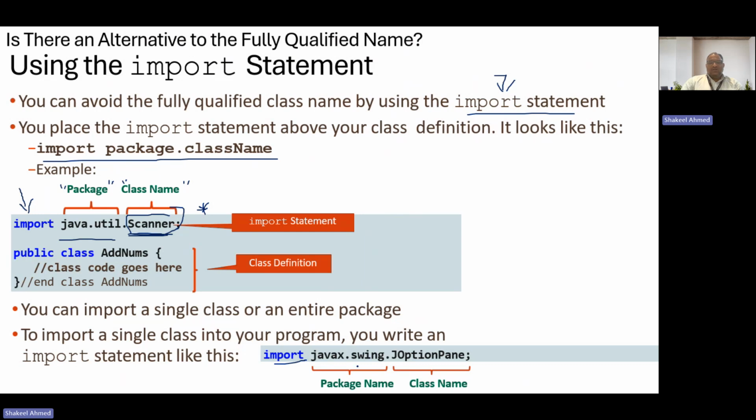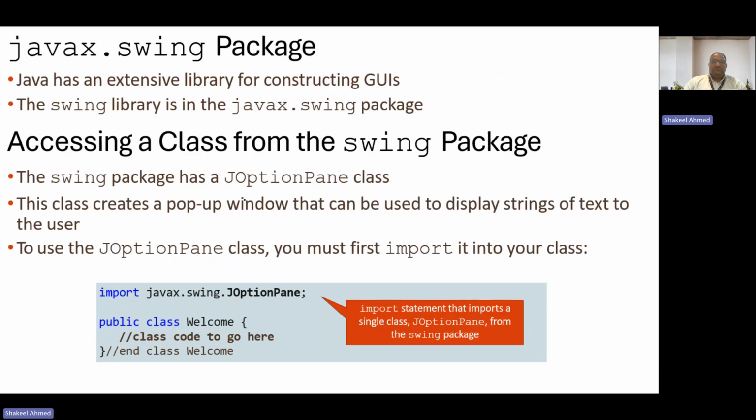So if I want all the javax swing classes to be used in your program, you can write here javax.swing.star. What it will do is bring all the packages into your program. To import a single class, you write an import statement like this. You can import a single class or an entire package. So you can use the class name specifically, or use a star mark to import the complete package inside your program with all the different types of classes that you are having. That's an alternative to use.